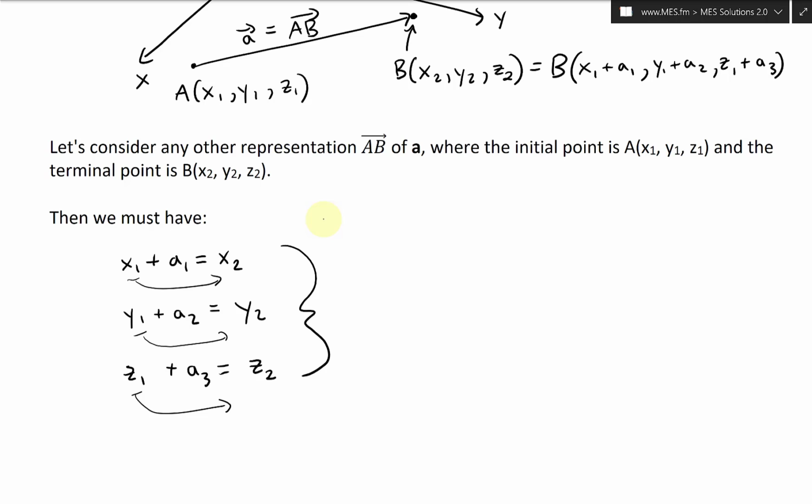So we get, this whole thing becomes a1 is equal to x2 minus x1. And then a2 is equal to y2 minus y1. So we could solve for these differences right there. And then a3 is equal to z2 minus z1, like that.